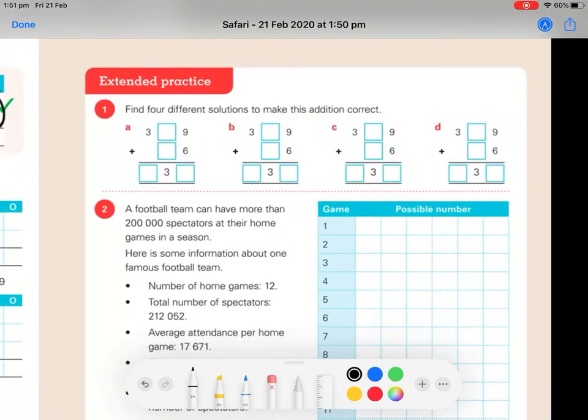Find 4 different solutions to make this addition correct. So you can see this one has to be 5 and carrying over the 1 over to there. Then you can do some different combinations. So what could we do? We could do 0 and 2. So that would make 3, and then 3 plus 3 is 3. You've got to come up with some different combinations. A bit of a trick. Sometimes it can carry over to 20. That might be a bit of a clue there for you.